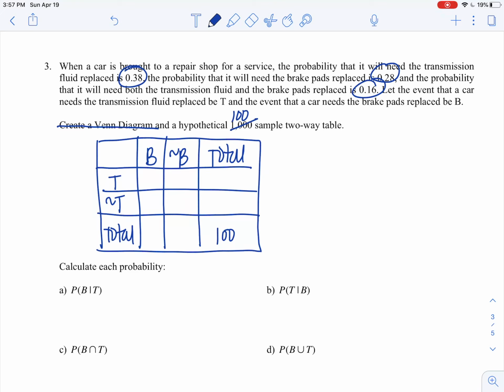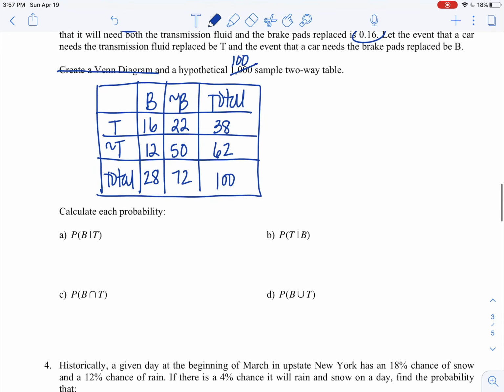So it says the probability you need a transmission fluid replace, that's 38% or 0.38 or 38 of our 100 hypothetical people need transmission fluid. So therefore I would have 62 that don't need transmission fluid. I have 28 that need brake pads. So that would mean that I have 72 that don't need brake pads. And then it says, what are the chances I need transmission fluid and brake pads? That's 16 people. And then I can just go through and add and subtract until I fill in all the other values that are left in this table.